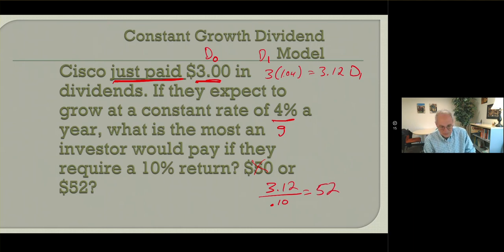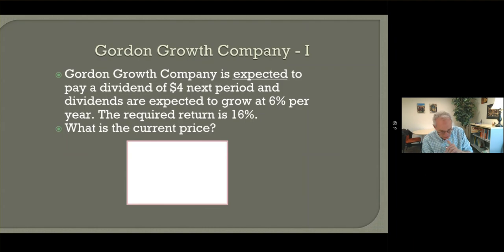Okay? Next problem. Gordon Growth Company is expected to pay a dividend. So we're at the very bottom of your page. Same kind of problem. I want you to go ahead and put me on pause and try to solve it.